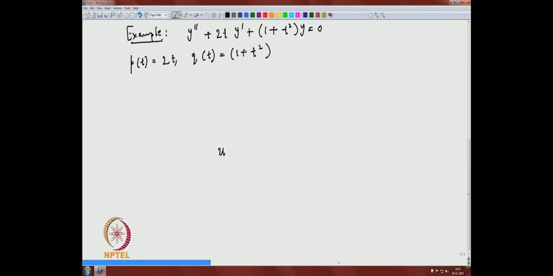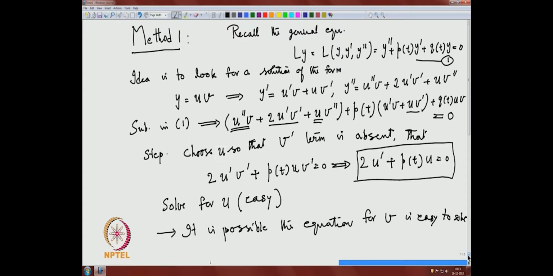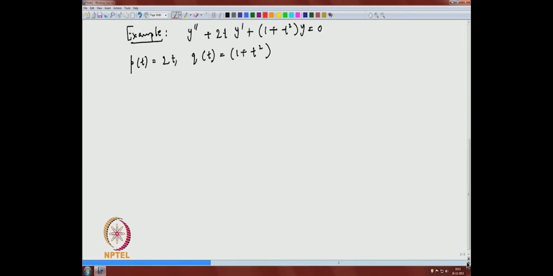So, what do you get? If you solve for u(t), you can write down the equation for u(t), the earlier equation. P(t) is easy, so you can write down the equation for u and you can solve it. Let me not spend time here. This will imply your u(t) is nothing but e power minus t square by 2.